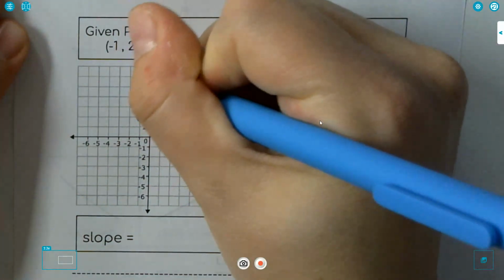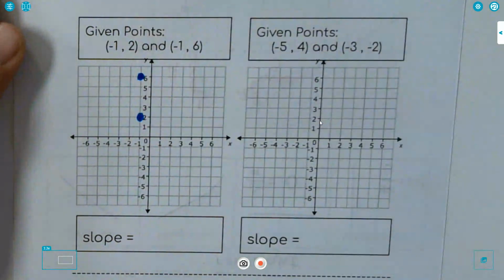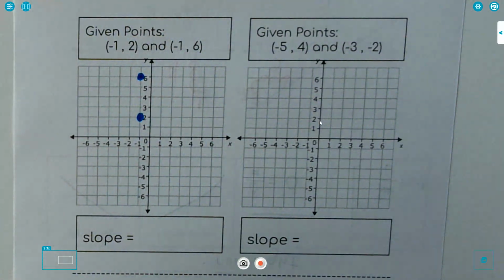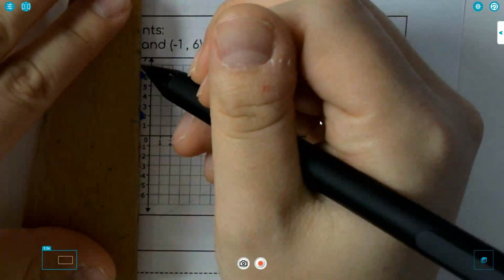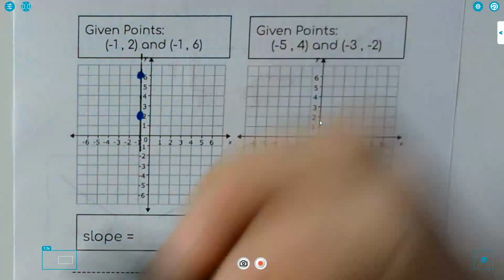What do you guys notice about these 2 points? They have the same x coordinate. They're right above each other. They're going to be undefined. Cool. Go ahead and connect these 2 points together in a straight line.